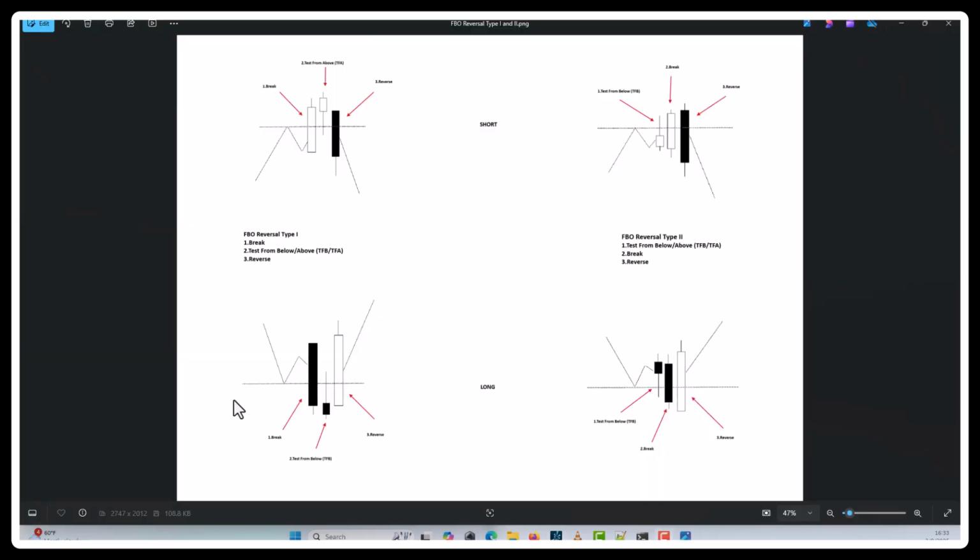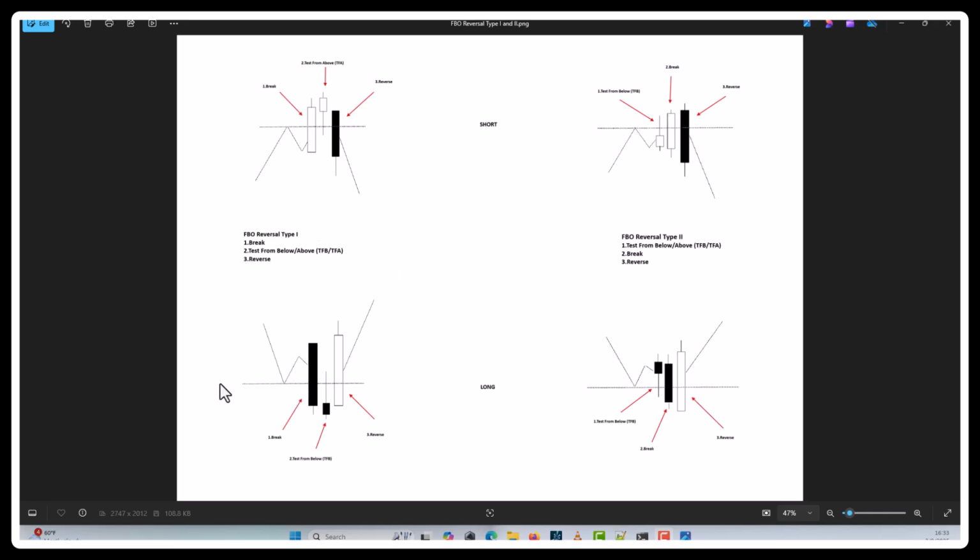So to go back to the model that we have, we have type 1 reversal on the left and type 2 reversal on the right. From our observation and from the data that we collect, the type 1 reversal happens a lot. It's more often and it's more reliable than the type 2.